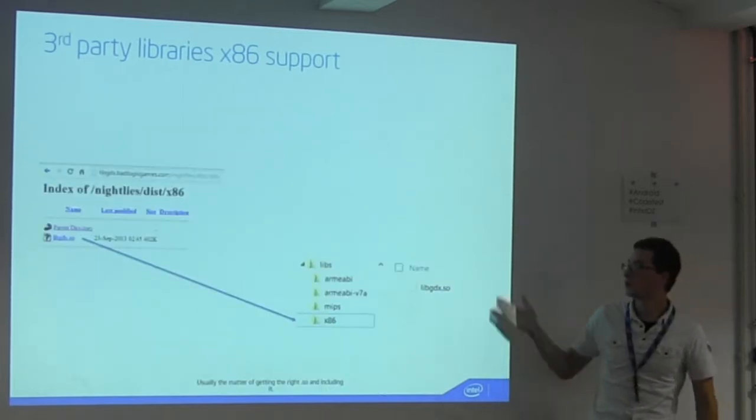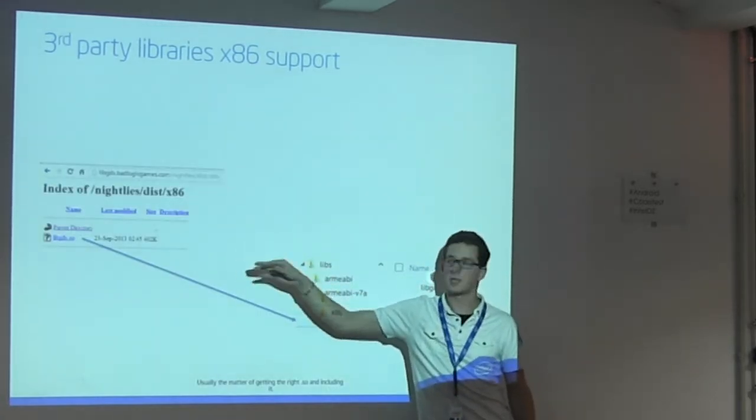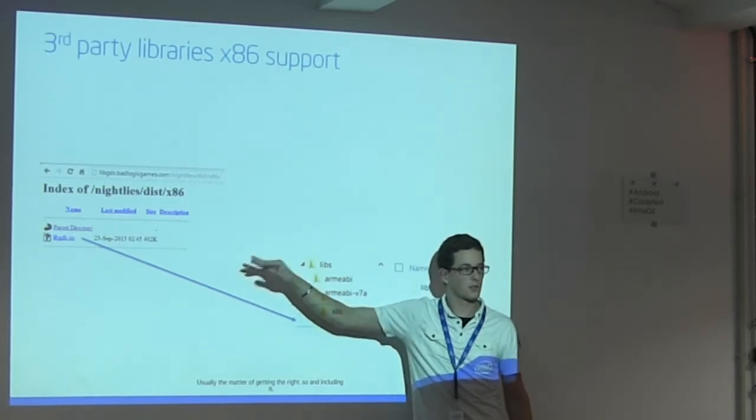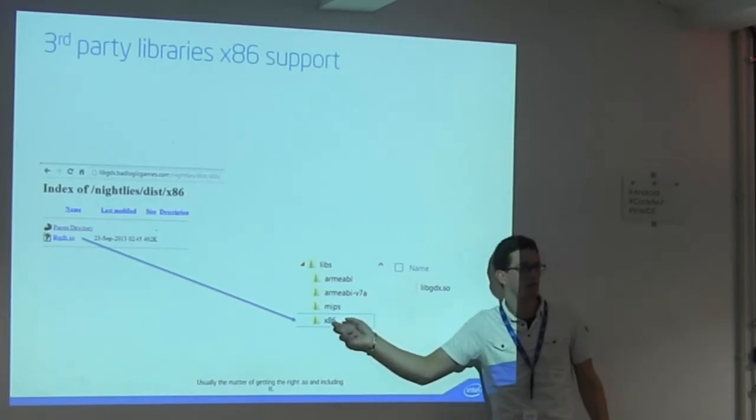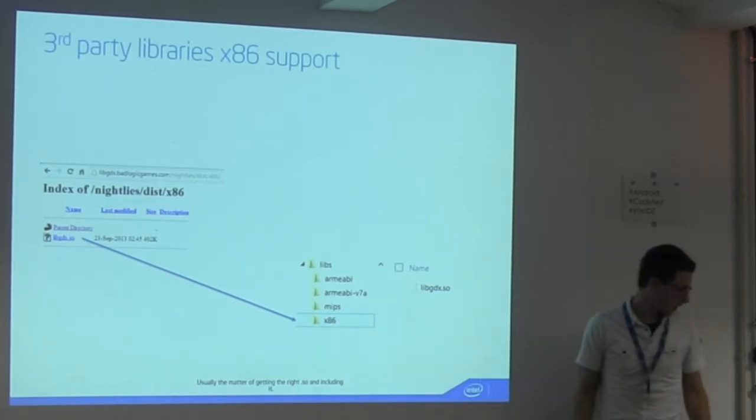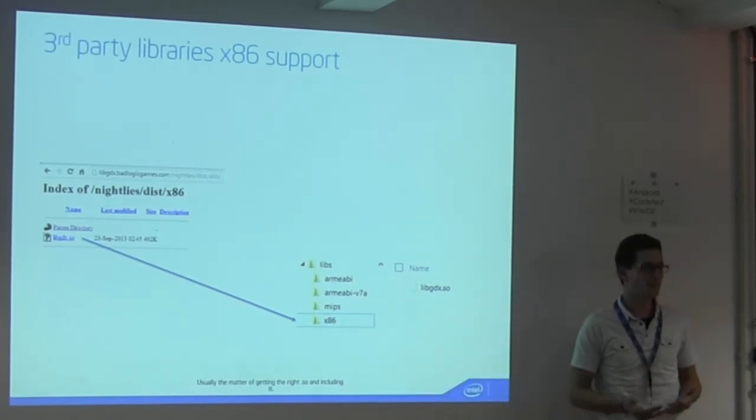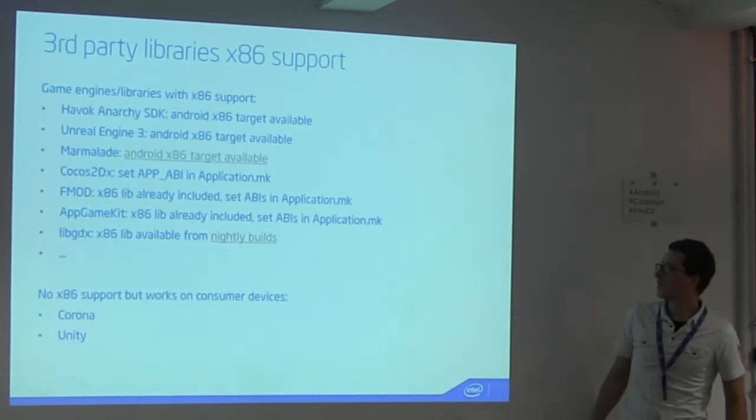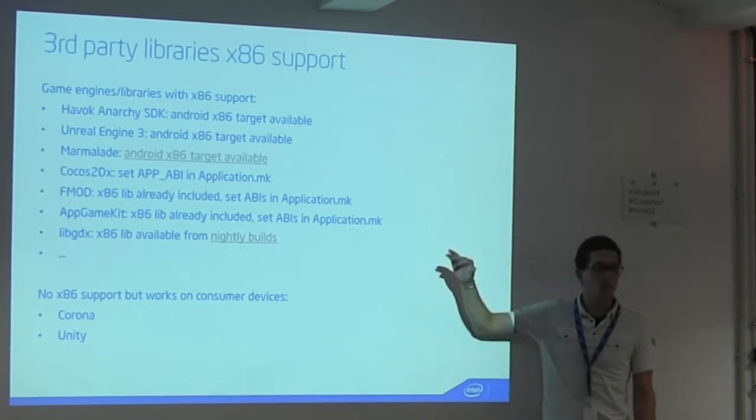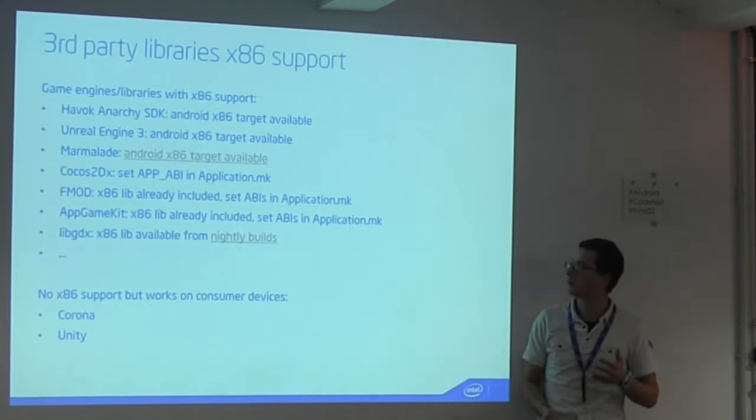But then to make it work, it's just a matter of going to the nightlies, getting libgdx.so for x86, and putting it inside your libs under the x86 folder. So that's not really a big deal for a developer to do to get x86 support. For other engines, usually the x86 ABI will be enough.